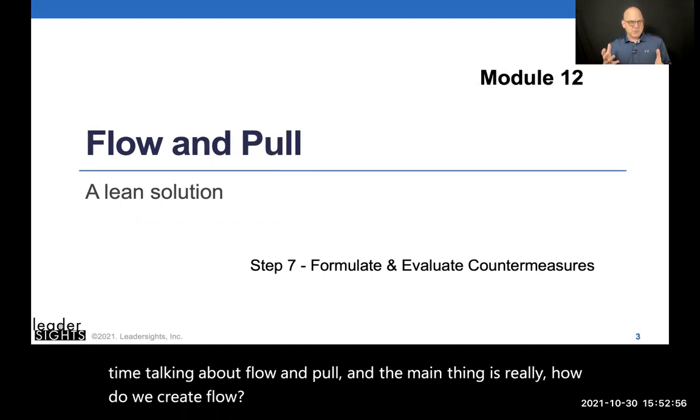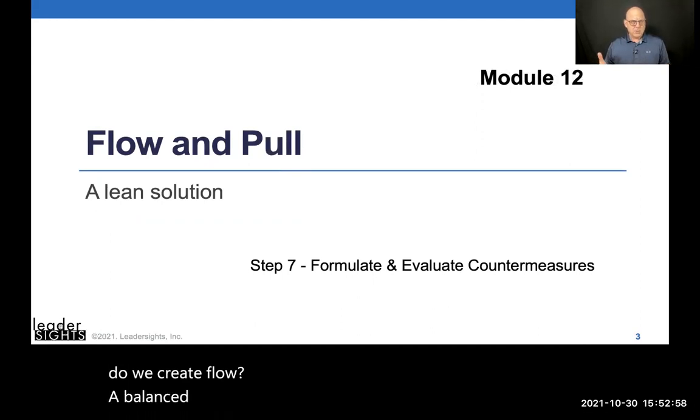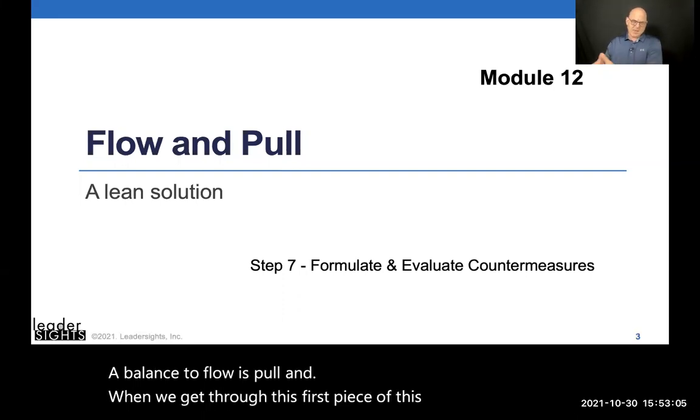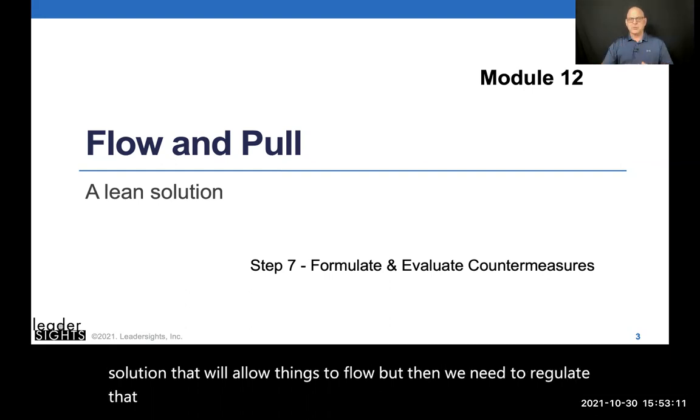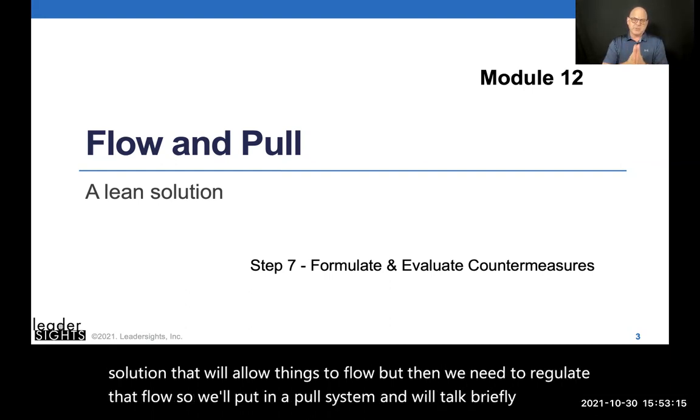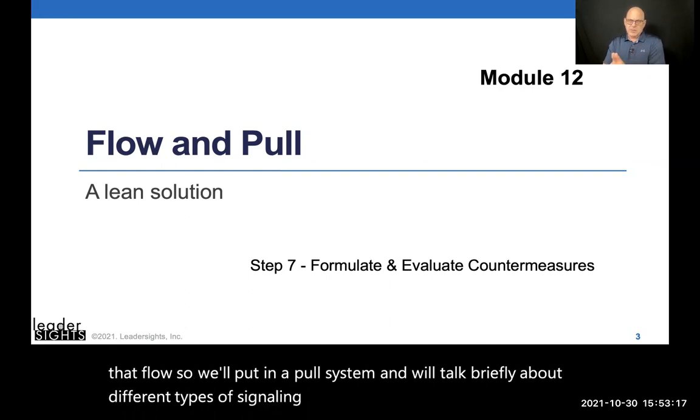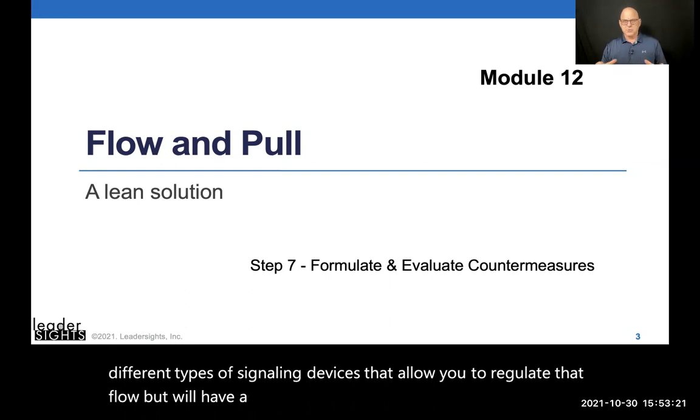A balance to flow is pull, and when we get through this first piece of this module, we'll have a solution that'll allow things to flow, but then we need to regulate that flow. So we'll put in a pull system, and we'll talk briefly about different types of signaling devices that allow you to regulate that flow, but we'll have a separate lecture on pull systems in a little bit.